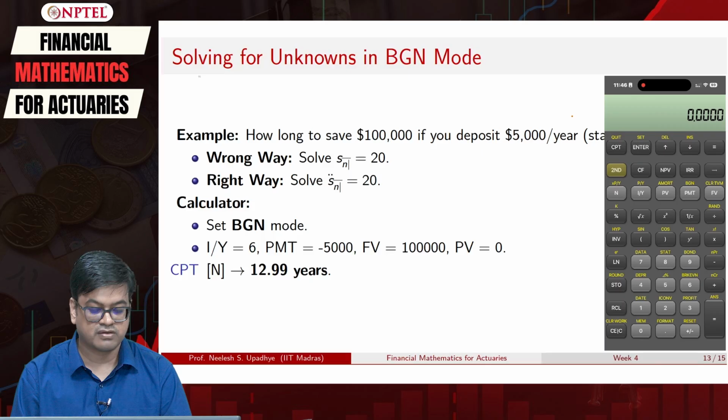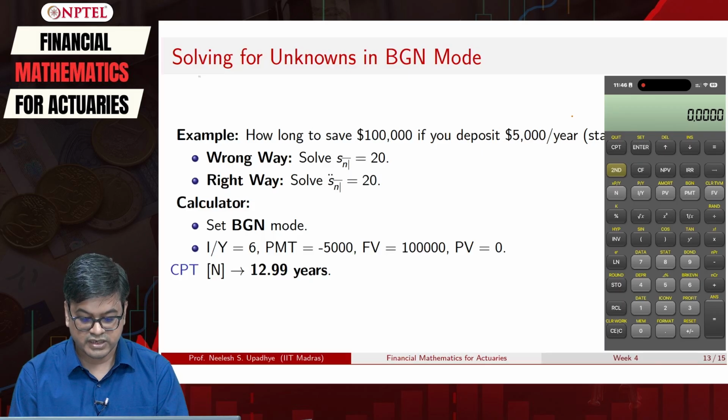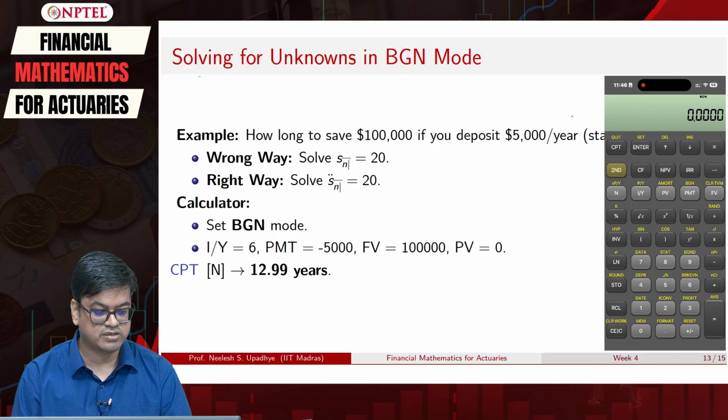Here is our calculator. Let us see how to set the BGN mode. Press second, then you go to this END. I will switch using this second, enter, it went to BGN. Then again I will press second and then press quit. So the calculator is in BGN mode.